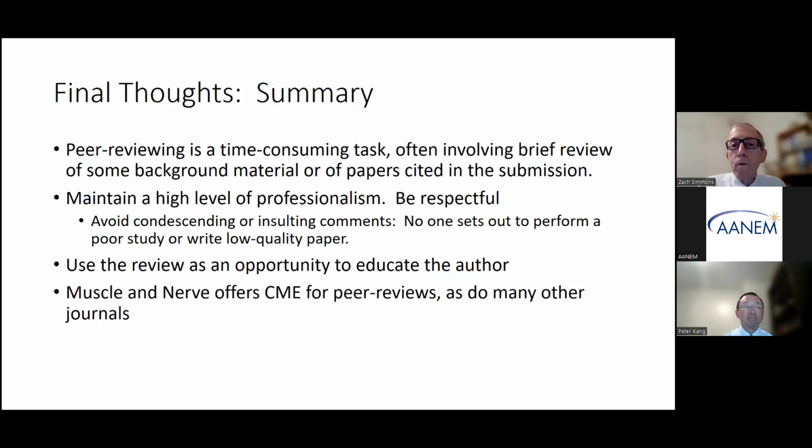Use the review as an opportunity to educate. Muscle and Nerve offers CME for peer reviewing, as do many other journals, so there is that small amount of compensation. And just a couple more final points.